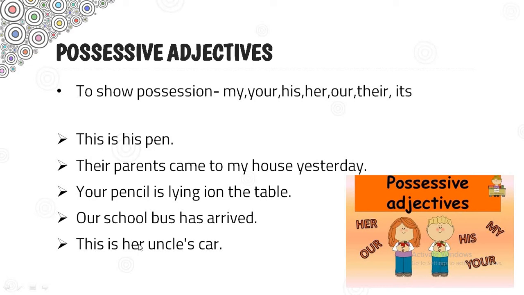So whenever we talk about possession in terms of my, your, his, her, our, their, then that time we talk about possessive adjectives. That means we ask a question to ourselves: whose things are we talking about? So the question starts with "whose". And whenever we answer those questions, we get the right answer. So I hope possessive adjectives are clear to you.